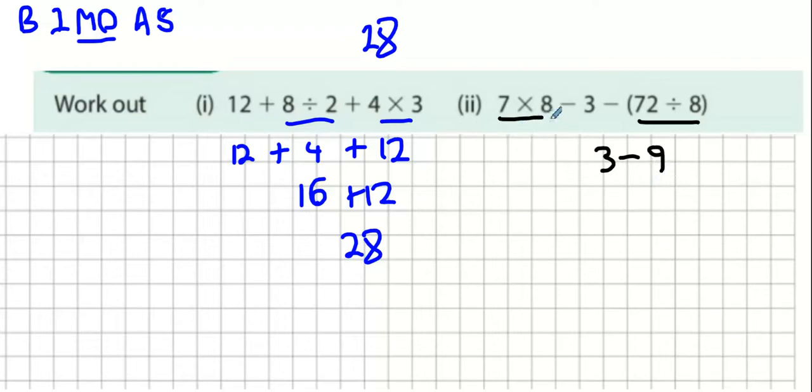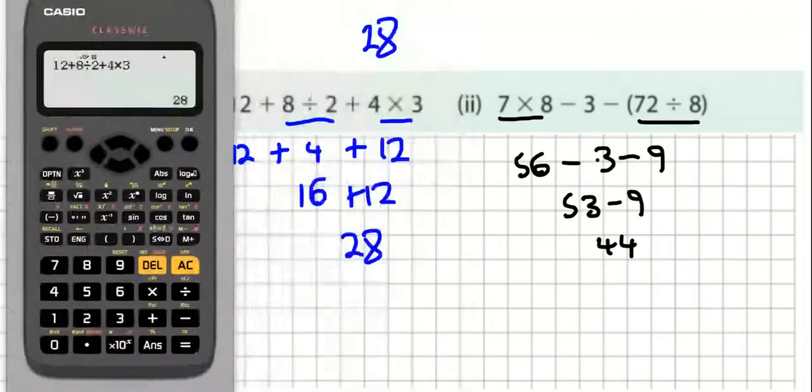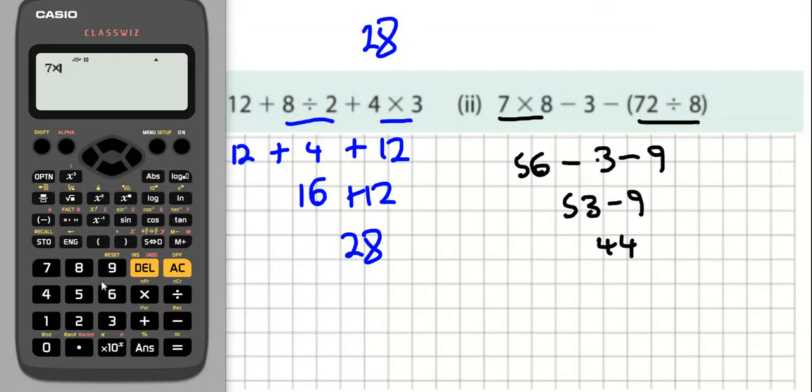What about the multiply? 56. Now let's try this one. 56, take away 3, take away 9. And we get 44. Now, if you aren't sure about that, you can always enter it in the calculator. $44. Everybody cool with that?